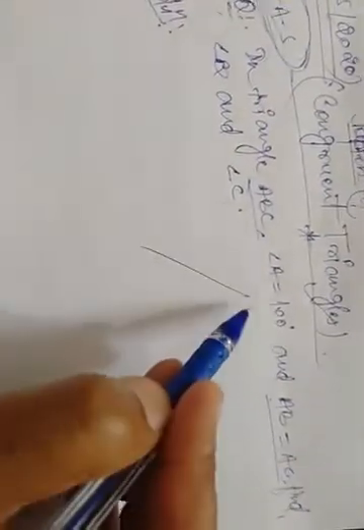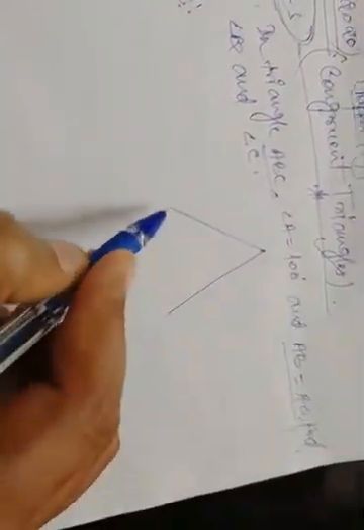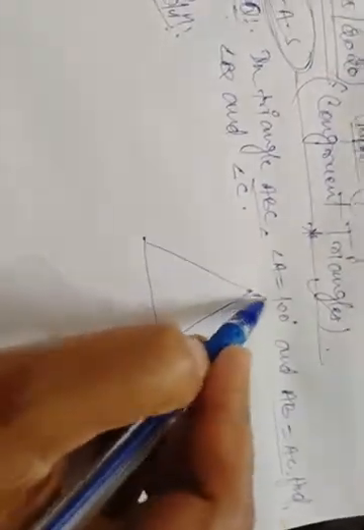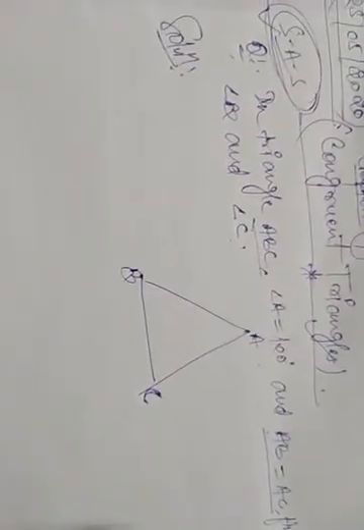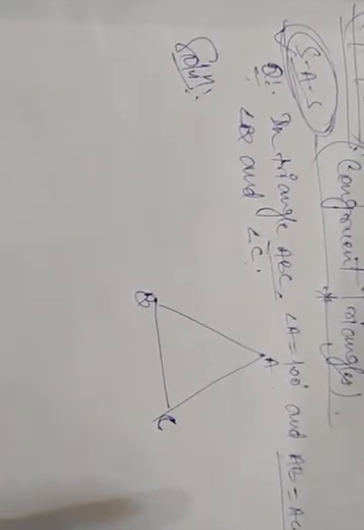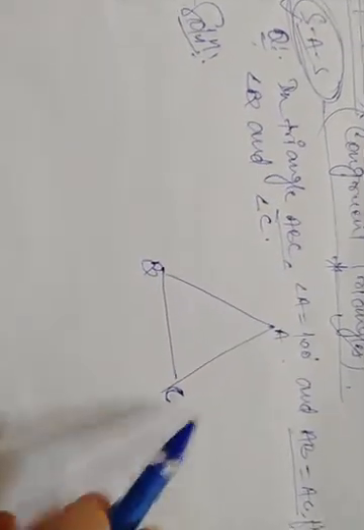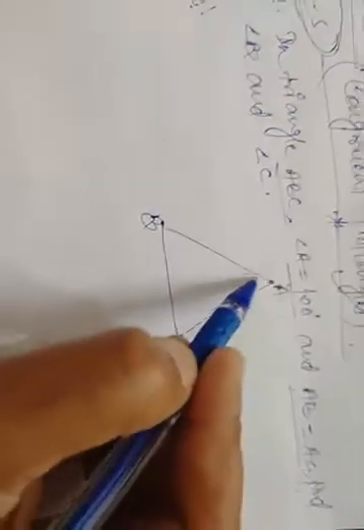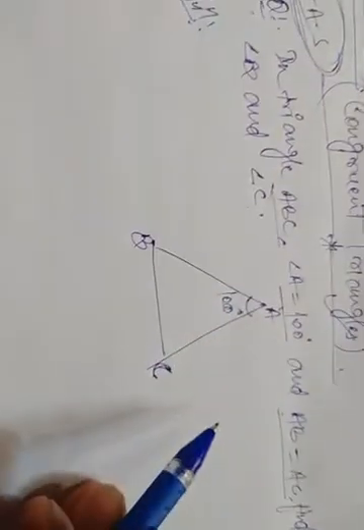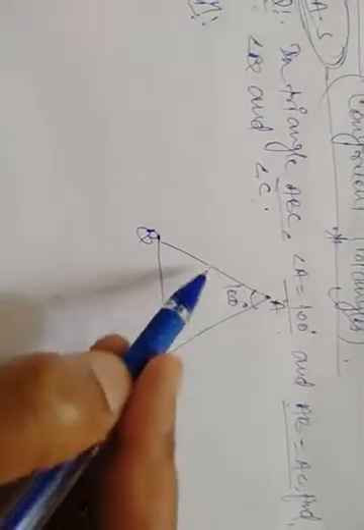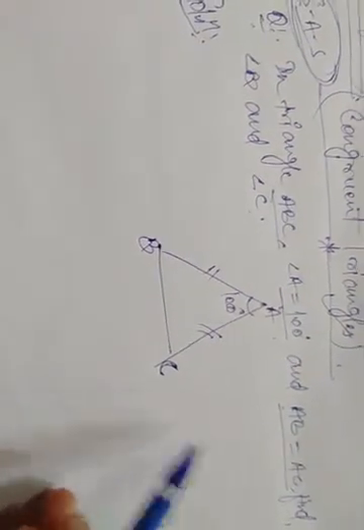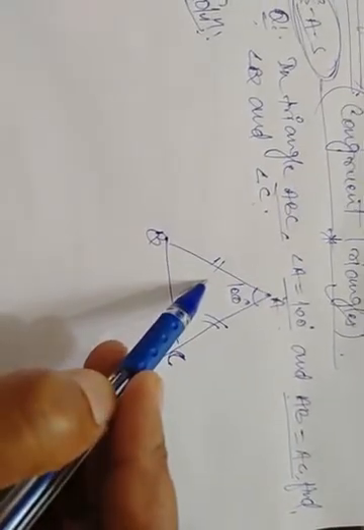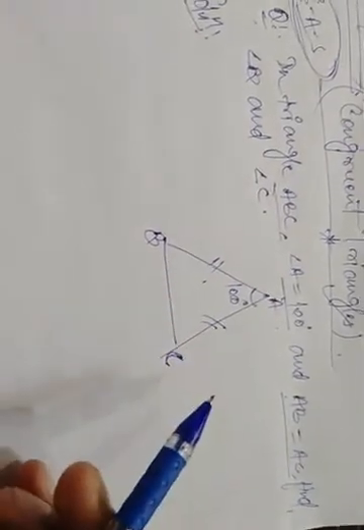First of all, we draw a triangle ABC, and in that triangle, angle A is 100 degrees. And in this triangle, the side AB is equal to side AC, and we know that angles opposite to equal sides are also equal.